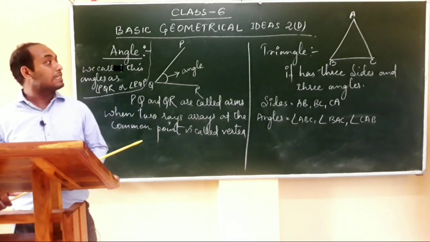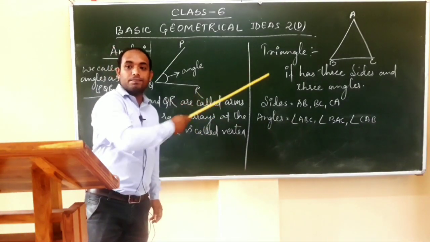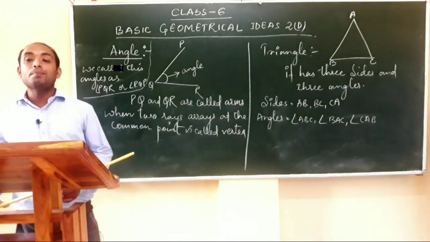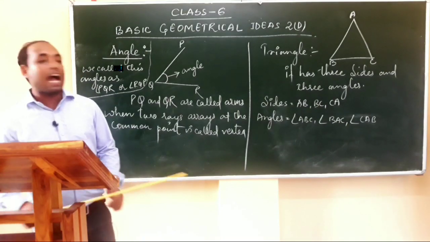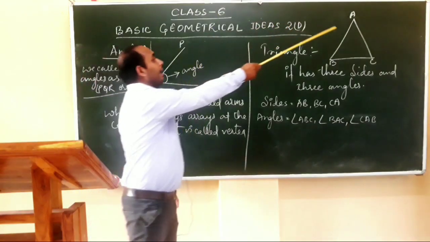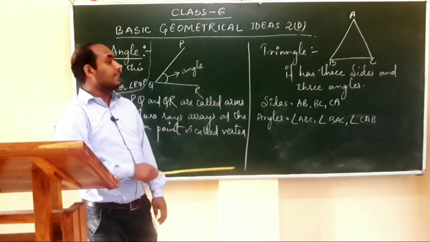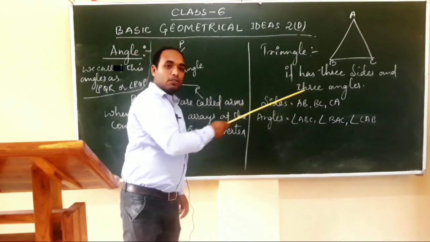Our next topic is triangle. What is triangle? A triangle is a simple closed figure which is made up of three line segments A, B and C. It has three sides and three angles. Which are the sides?